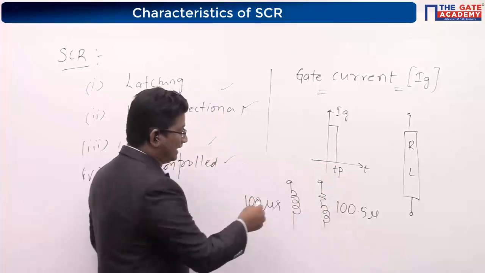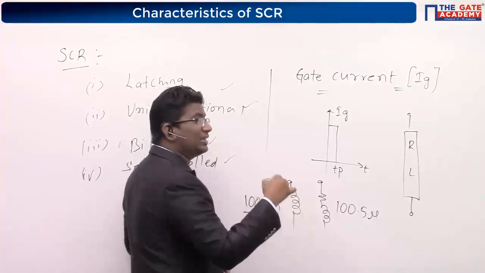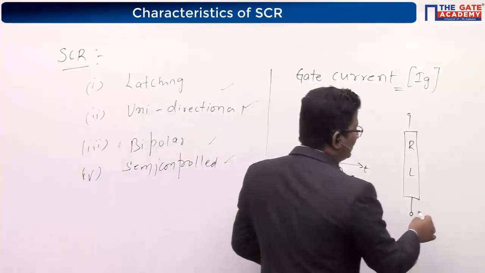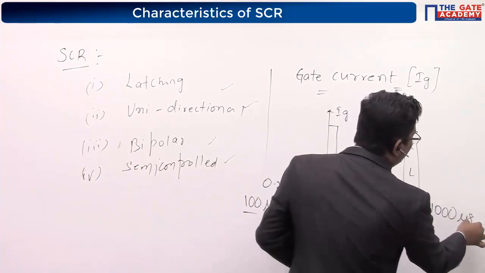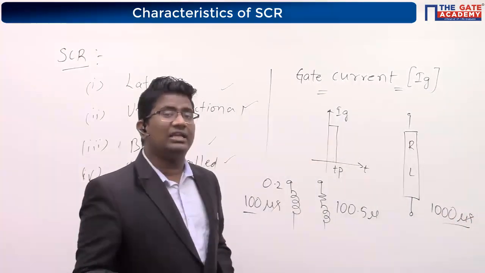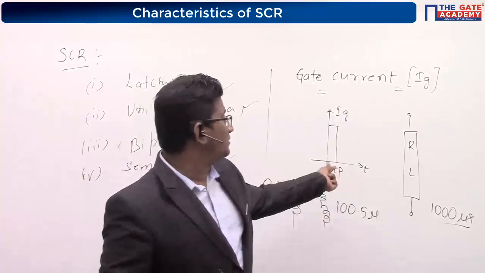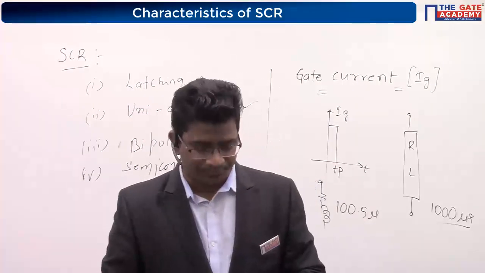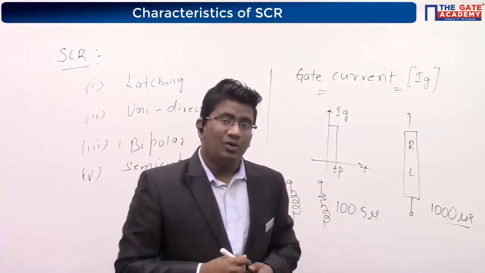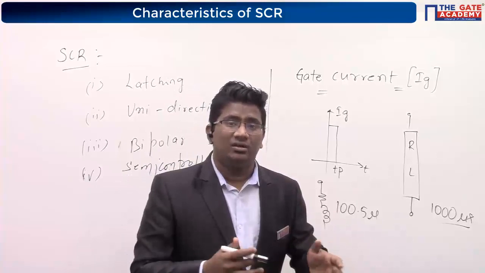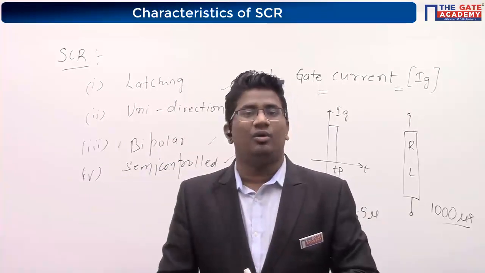But if I increase the inductance value, we have taken 0.2 Henry, and in the next case we have taken 2 Henry. For that case you got approximately 1000 microseconds. So if you increase the inductance, the turn-on pulse duration is increased. Yes, very good. So with this recap, I'm going to enter into our next topic.